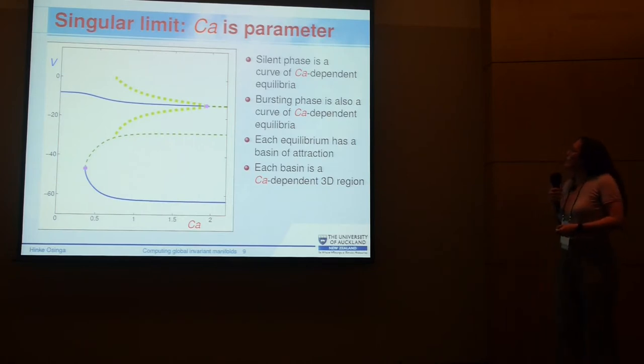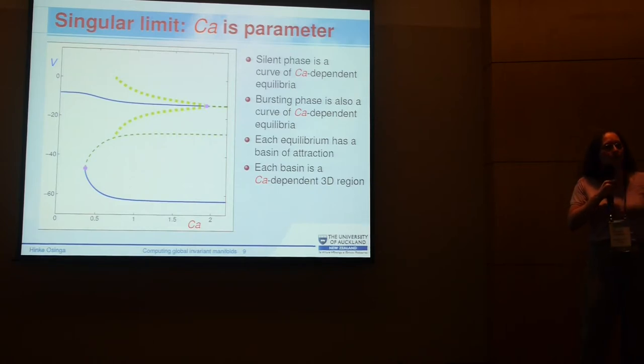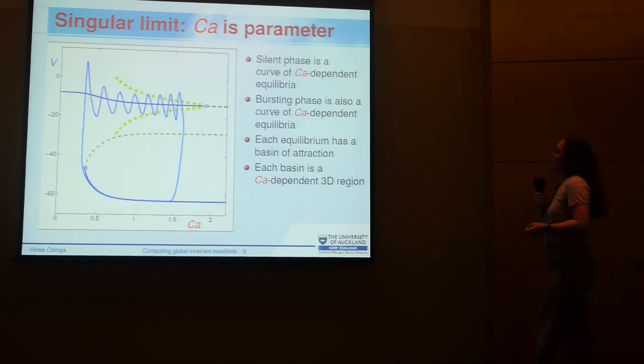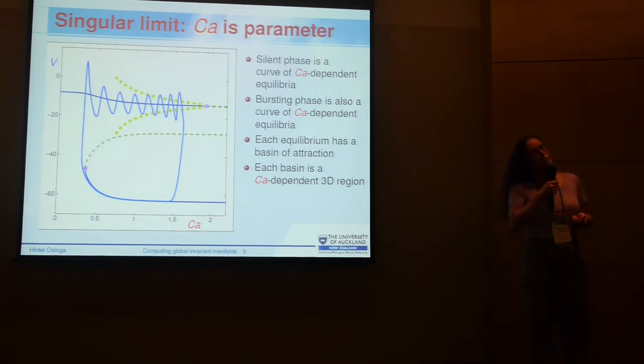So, what did John Rinzel do with this information? He said, well, actually, calcium, of course, is not slow, it's slowly modulating. But if I change calcium a little bit, I will just follow these attractors in the system. And so if I overlay my time series, which is a periodic motion, I see here that in my time series, the voltage first goes up, I start to burst.